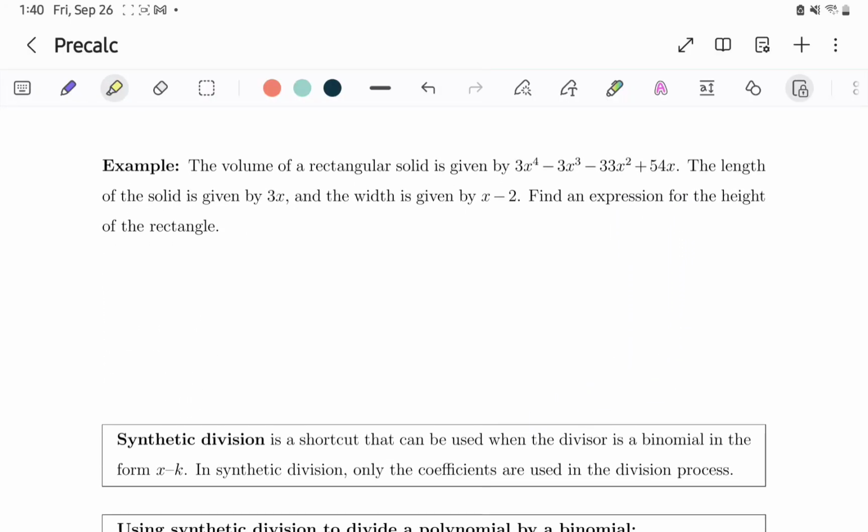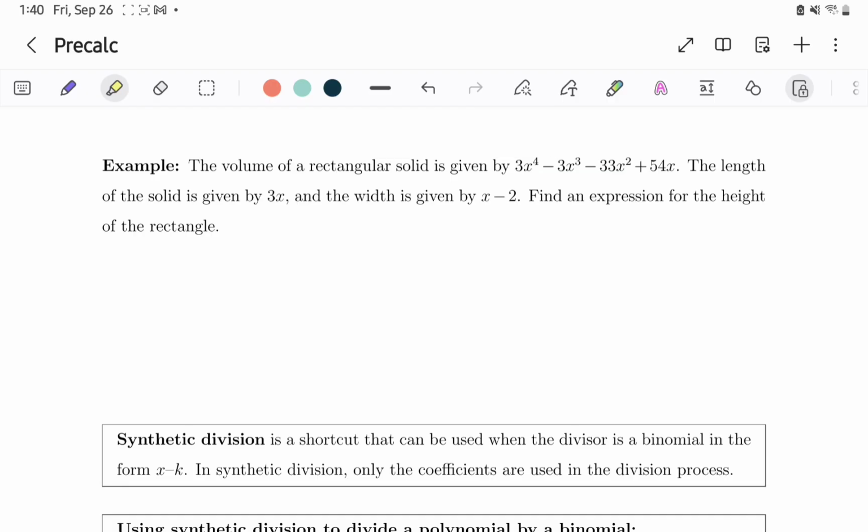So in our next example, it says that the volume of a rectangular solid is given by 3x to the 4 minus 3x cubed minus 3x squared plus 54x. So that's like our volume V of x. And the length of the solid is given by 3 times x. And the width is given by x minus 2. And it wants us to find an expression for the height of the rectangle in terms of x.